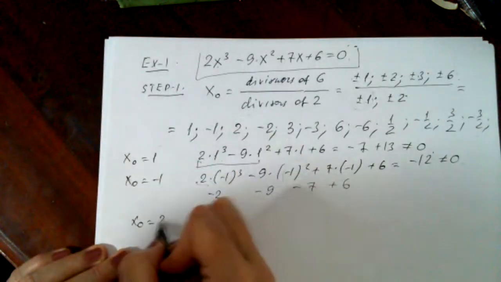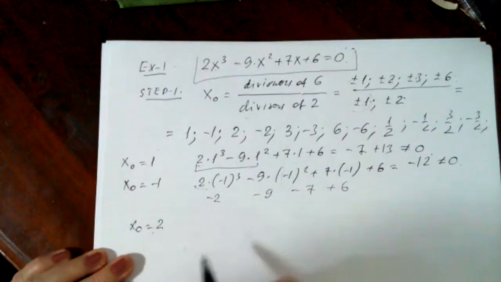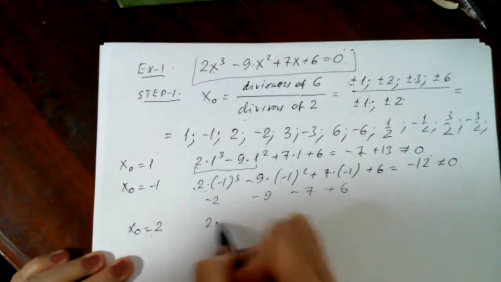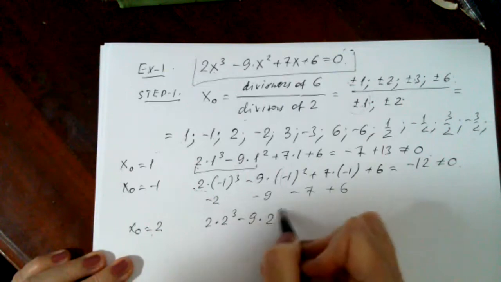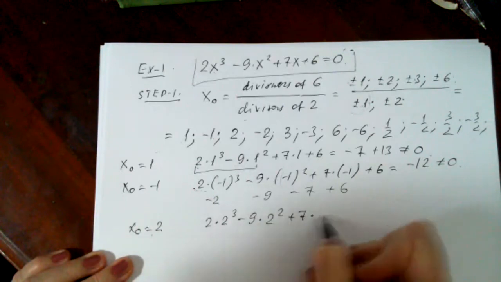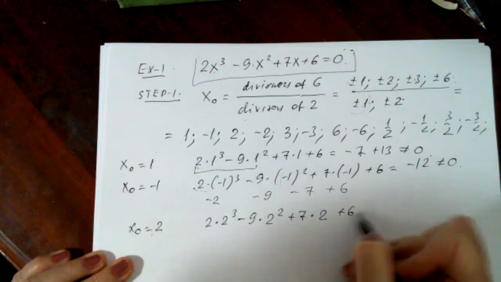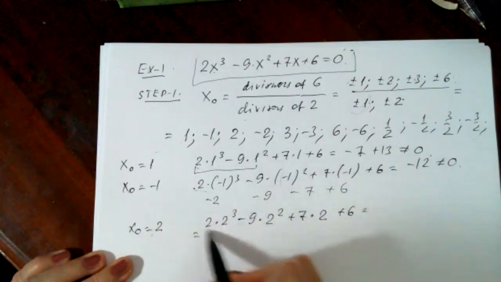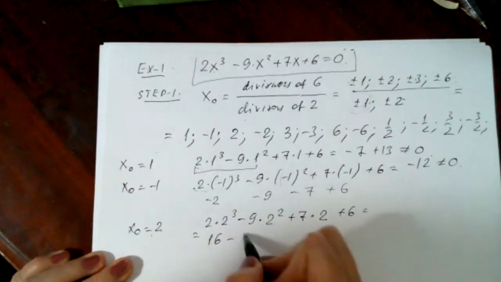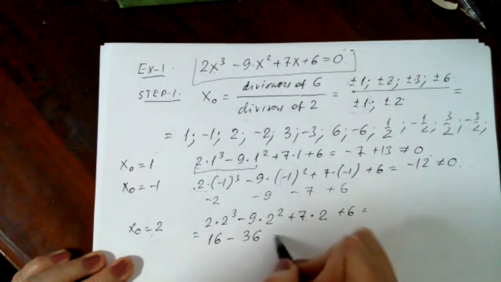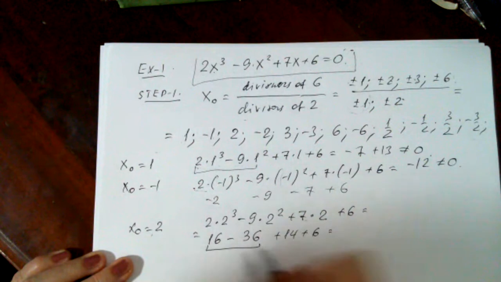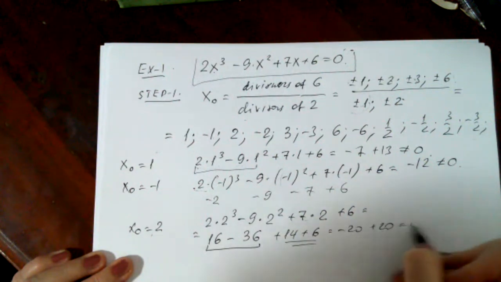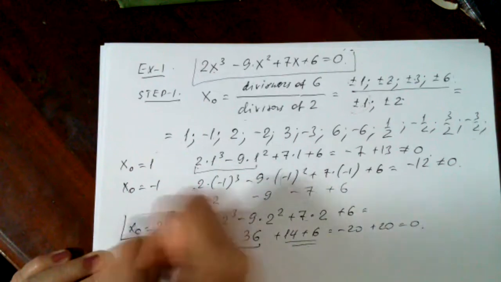Now the turn comes for x0 equal to 2. Let's plug it in. 2 times 2 cubed minus 9 times 2 squared plus 7 times 2 plus 6. What do we have? This is 16. This is minus 36. This is plus 14 and plus 6. So these two will give us minus 20, and these two plus 20. Look at this. We did find the root.